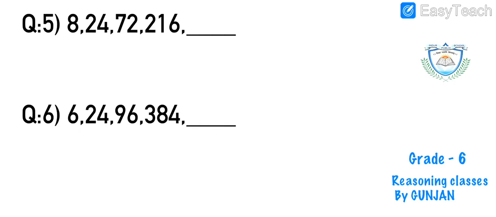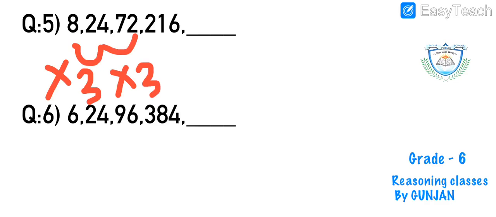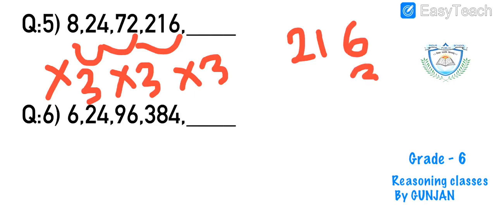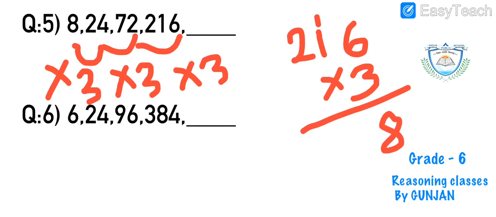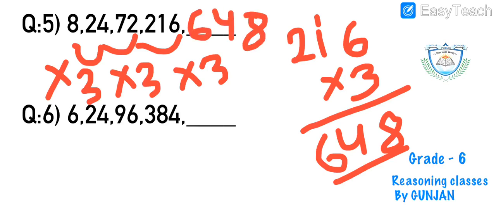we have 8 threes are 24, right? 24 threes are 72. 72 threes are 216. So to find the answer, what we need to do is multiply 216 by 3. 3 sixes are 18, 1 carry, 3 ones are 3 plus 1, 4, 3 twos are 6. What will be our answer? 648. Yes, you got it.